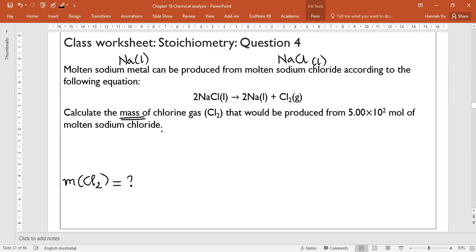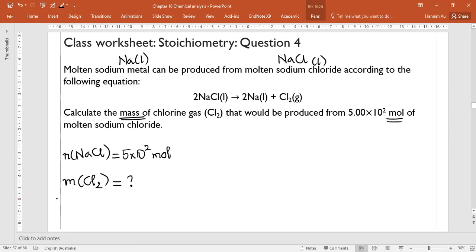Okay, so the number of mole is still given, and you can tell it's the number of mole because of the unit. So you're given the number of mole of NaCl, which is 5 times 10 to the 2. You can just write 500. So you're given the number of mole and you need to find the mass.